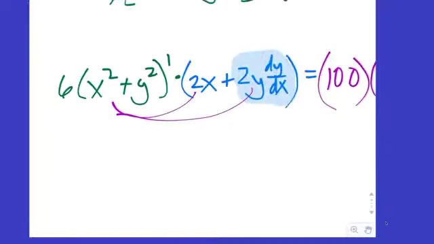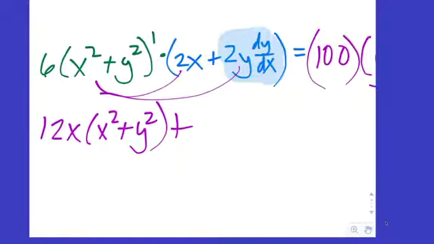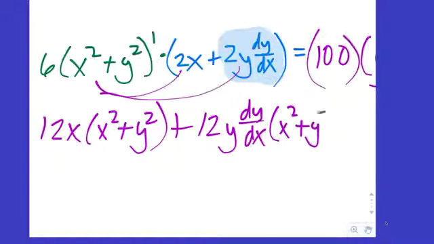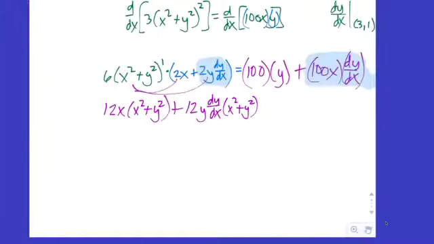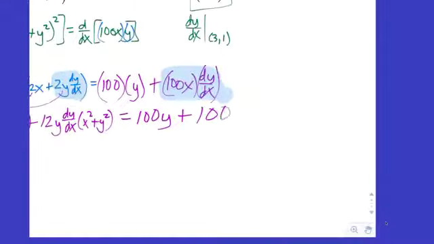All right. So let's distribute, kind of like we did in the warm-up. We have 6 times 2x. That's a 12x times the x squared plus y squared. There's no sense in distributing all that. Plus the 2y dy dx times 6 is 12y dy dx times the quantity x squared plus y squared. This is not fun, is it? This is a lot of algebra. And even if you like algebra, you might be saying, whoa, too much of a good thing.